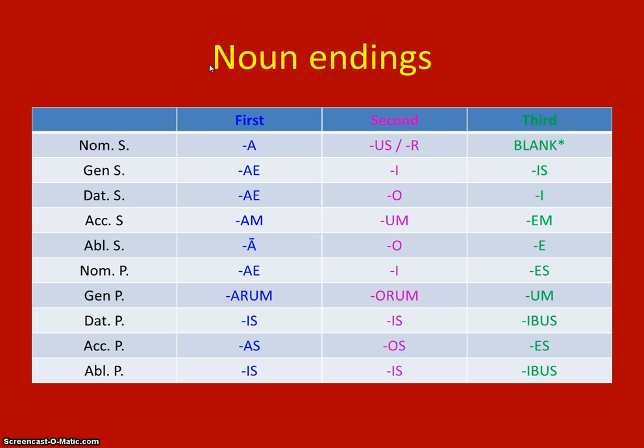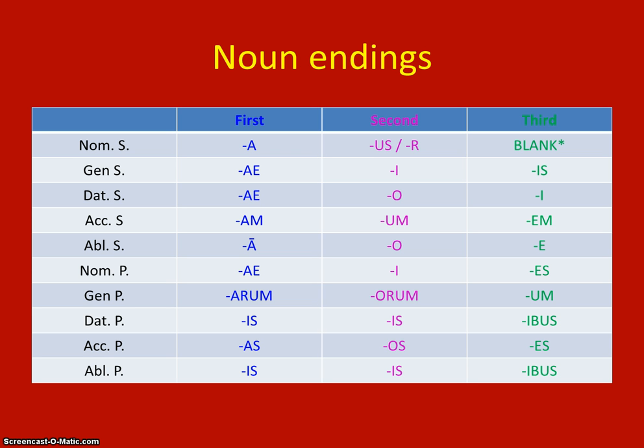For second, it's US, or sometimes it's an R. We'll talk more about that later. I, O, UM, O, I, ORUM, IS, OS, and IS. For third declension, we say that the first one is blank. That means there's no pattern to the ending there. There will always be a word in that spot, but there's no pattern to the ending. Okay, so it's blank, and then IS, I, EM, E, ES, UM, IBUS, ES, IBUS.